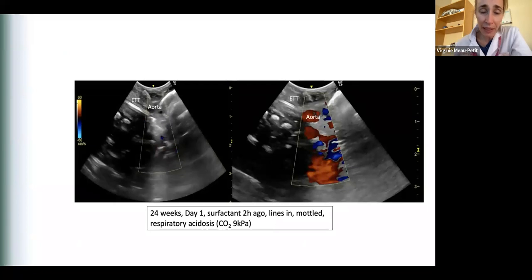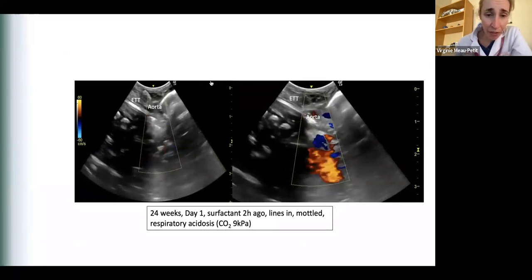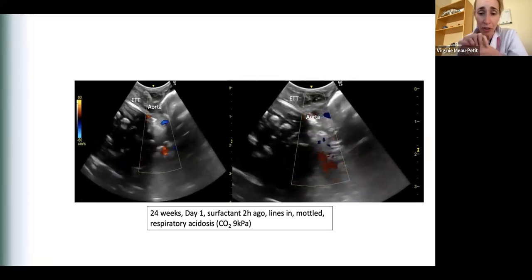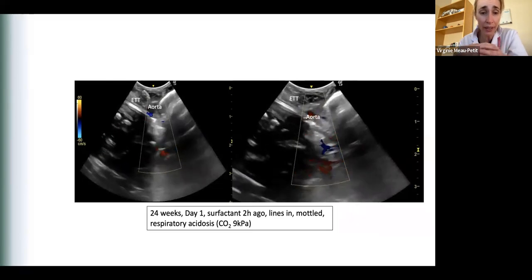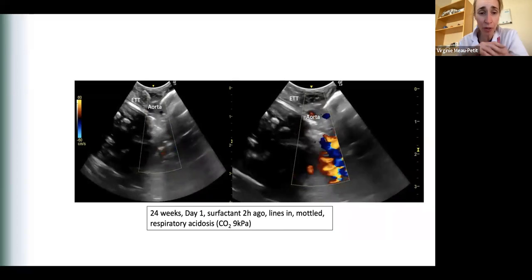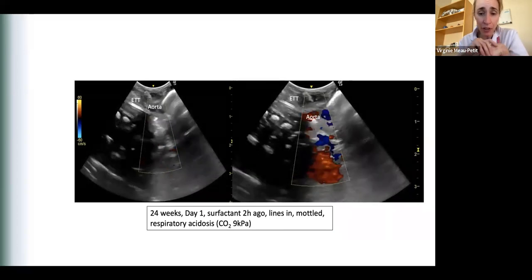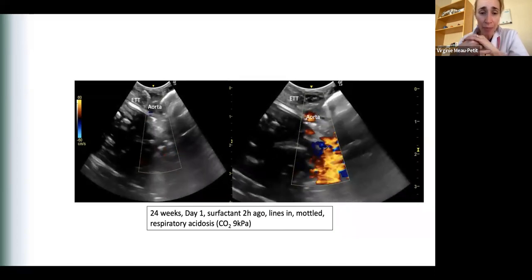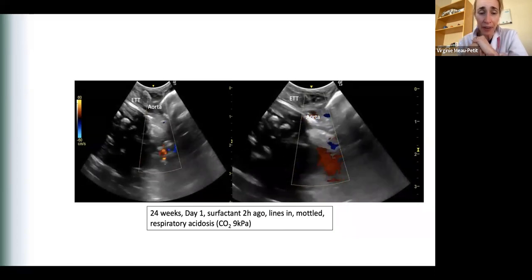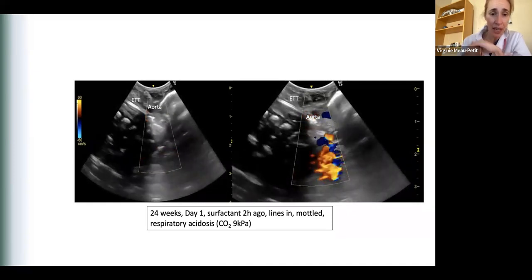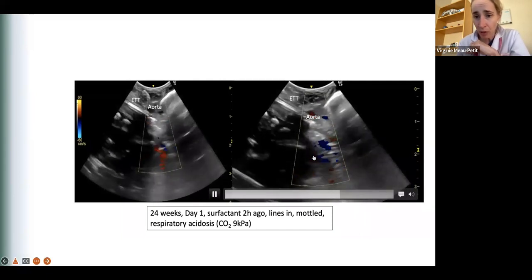So here is one clinical case, a baby we had in the unit. It's a 24-weeker who on day one had surfactant in the delivery room 2 hours ago and went really well, had the lines inserted. After 1 hour, we just left the baby quiet in the incubator, but suddenly we were called by the nurses because he became a bit mottled. We did the gas, and he had a respiratory acidosis. And I don't know if someone wants to comment.